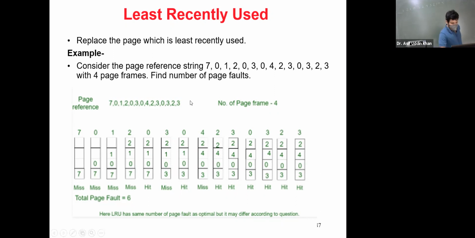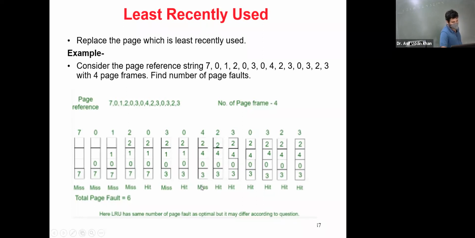Next, which page is required by the processor? Page number 0. Now check whether page number 0 is present or not here. Yes, page number 0 is present, so it is a hit, no problem. Okay, the next page is number 4. Is page number 4 present or not? No. So it is a miss.